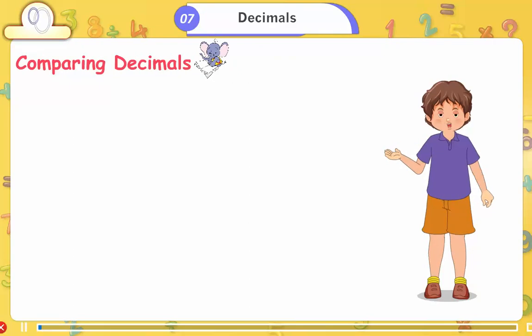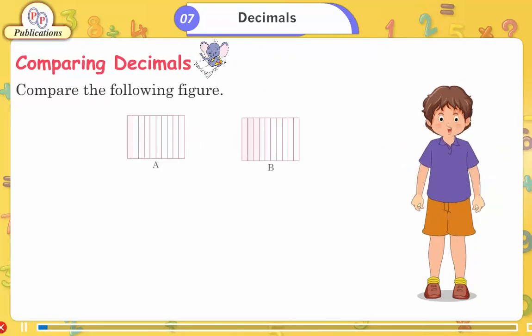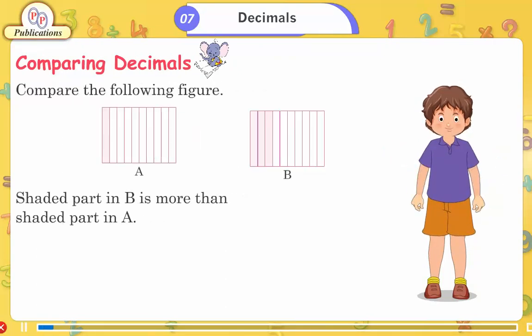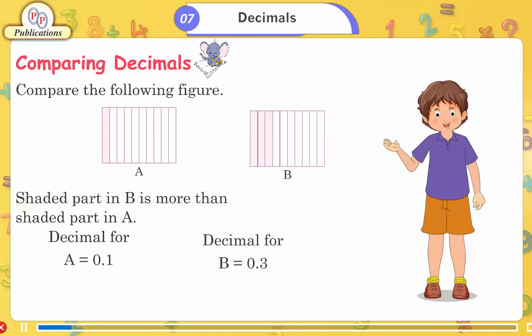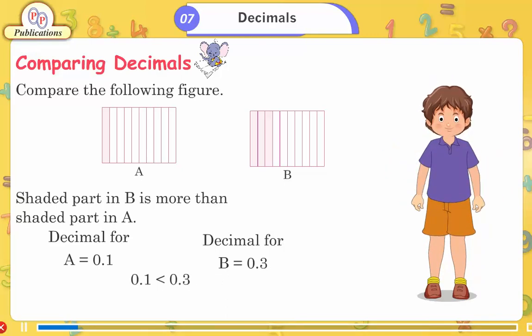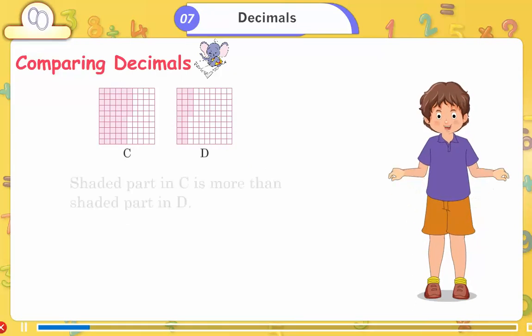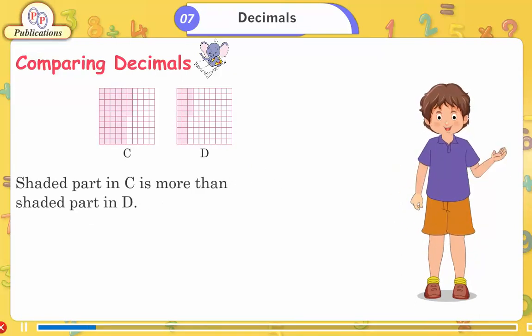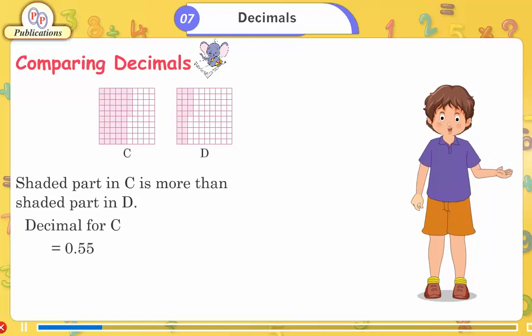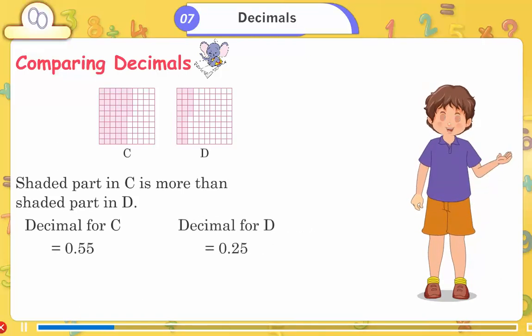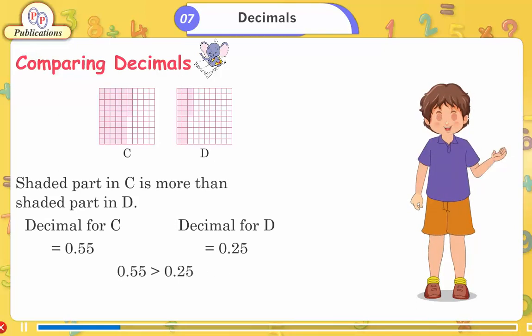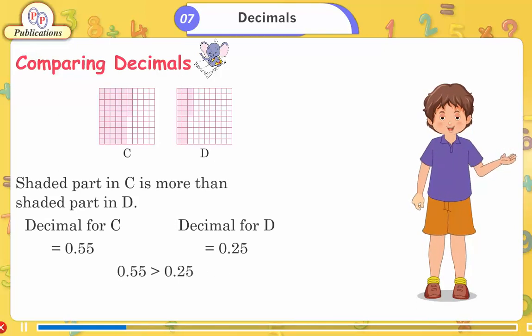Comparing decimals. Compare the following figures. A, B. Shaded part in B is more than shaded part in A. Decimal for A is equal to 0.1. Decimal for B is equal to 0.3. 0.1 is smaller than 0.3. C, D. Shaded part in C is more than shaded part in D. Decimal for C is equal to 0.55. Decimal for D is equal to 0.25. 0.55 is greater than 0.25.